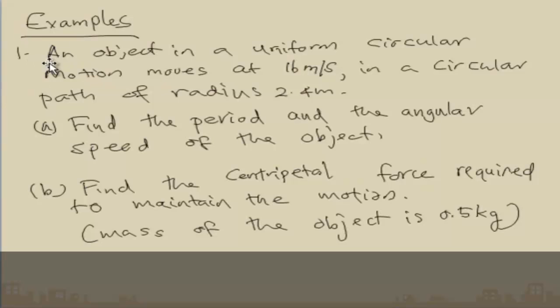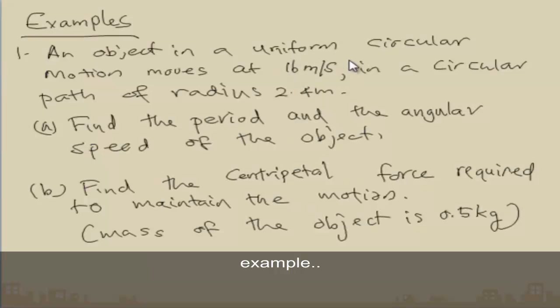The first example: an object in uniform circular motion moves at 16 meters per second in a circular path of radius 2.4 meters. Find the period and the angular speed of the object. Find the centripetal force required to maintain the motion. The mass of the object is 0.5 kilograms. So the first question is to find the period and the angular speed of the object.